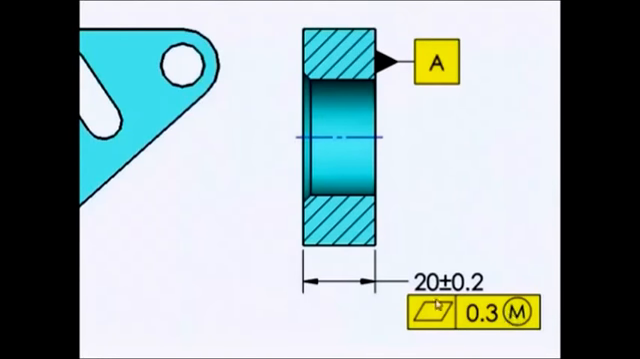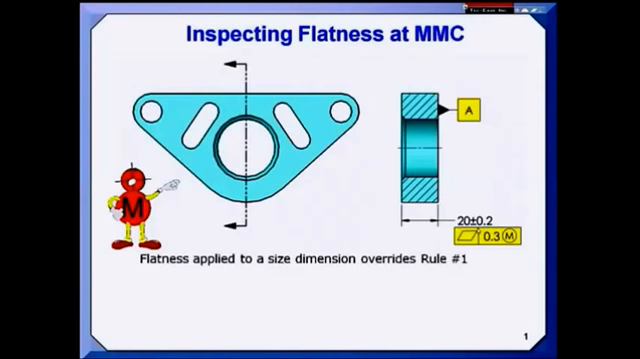What this does is it creates a boundary. So when I apply this, it overrides Rule 1. Without this flatness, this feature or part would have to fit through a slot at 20.2, also known as an envelope or a go gauge. By adding the flatness, we're saying, no, it can be bigger acting. Not bigger in size, but bigger acting than 20.2. So it could be at 20.2 and be bowed as much as 0.3.